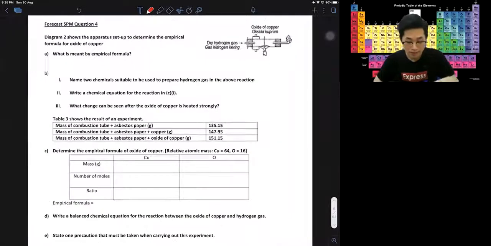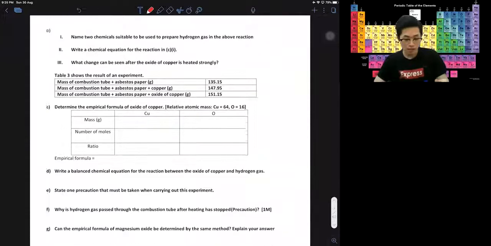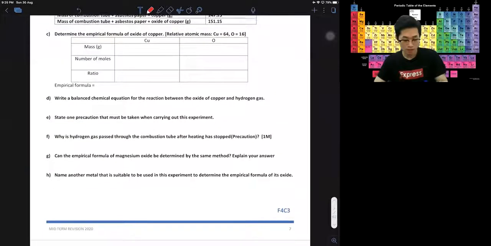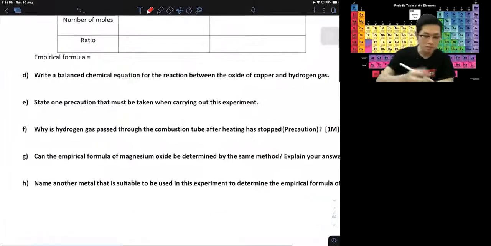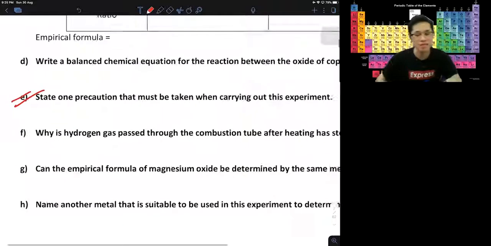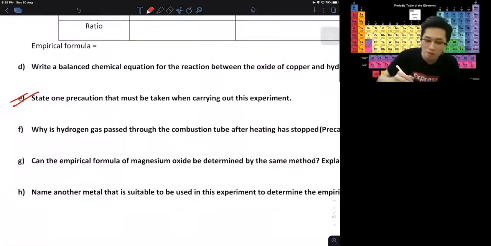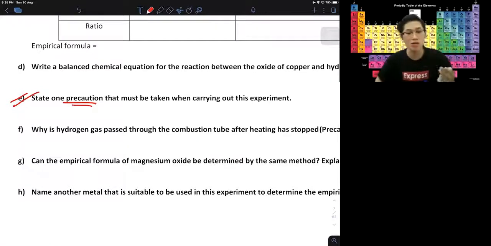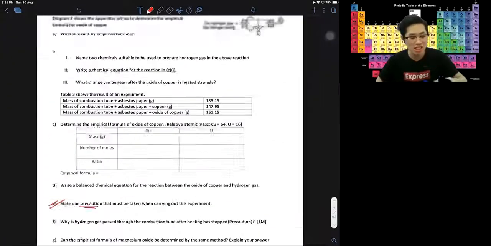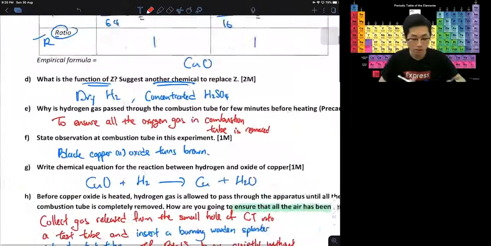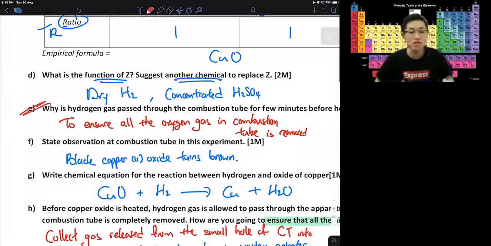And then other question. Okay, let's see. This other question, but similar experiment. One precaution that must be taken when carrying out this experiment. When they ask you precaution, what is the precaution? The precaution is actually this. Hydrogen gas must pass through.